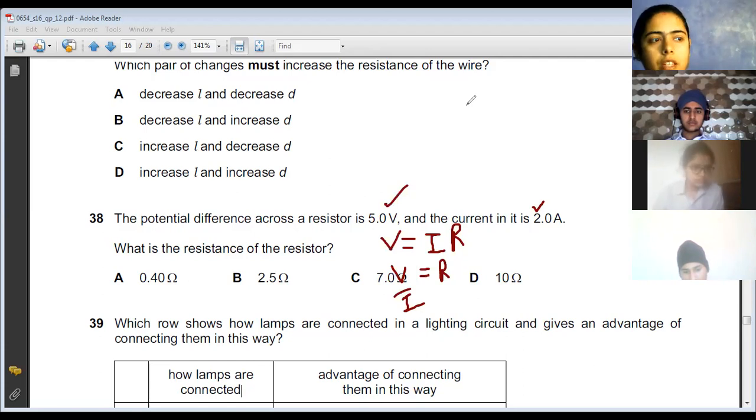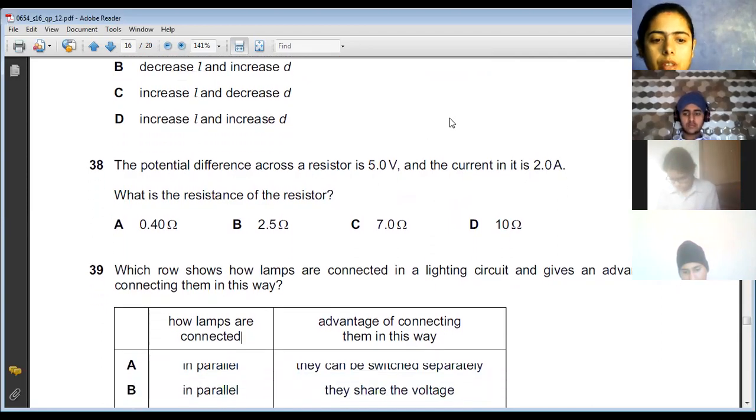Okay, moving on with the next question. Question number 39.